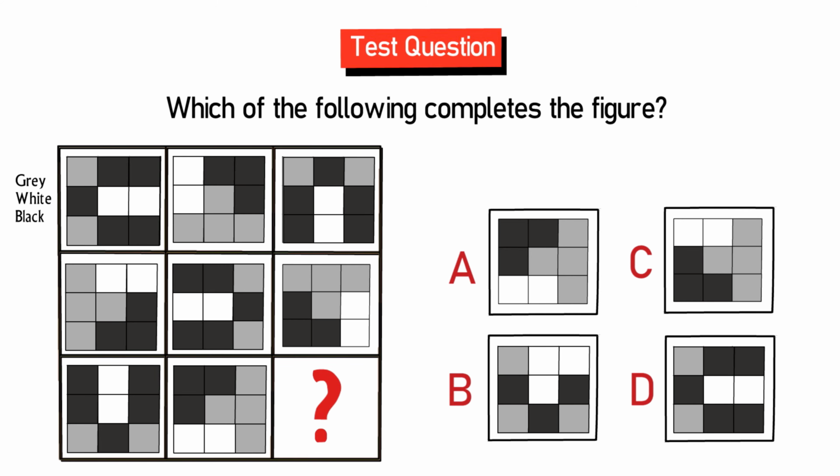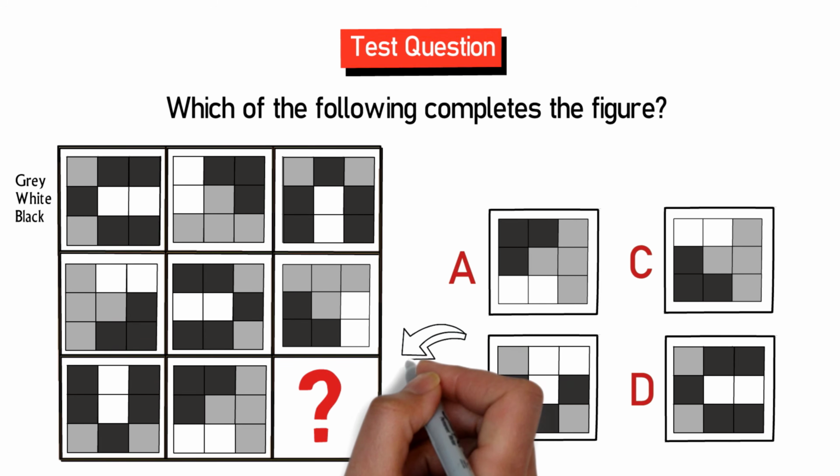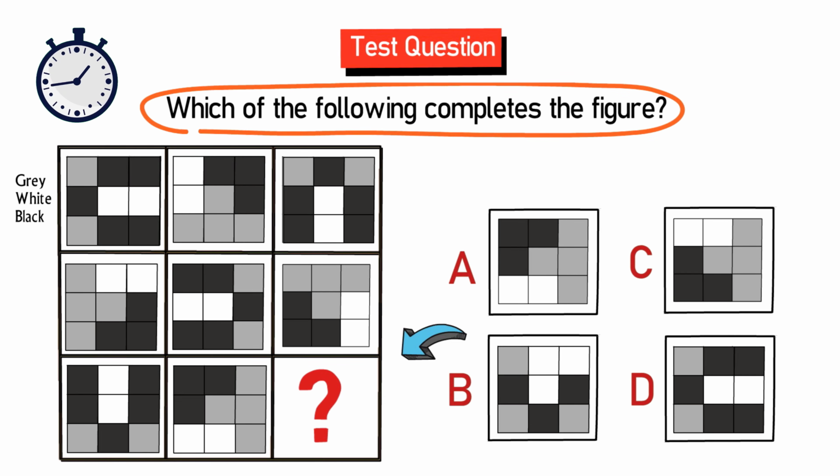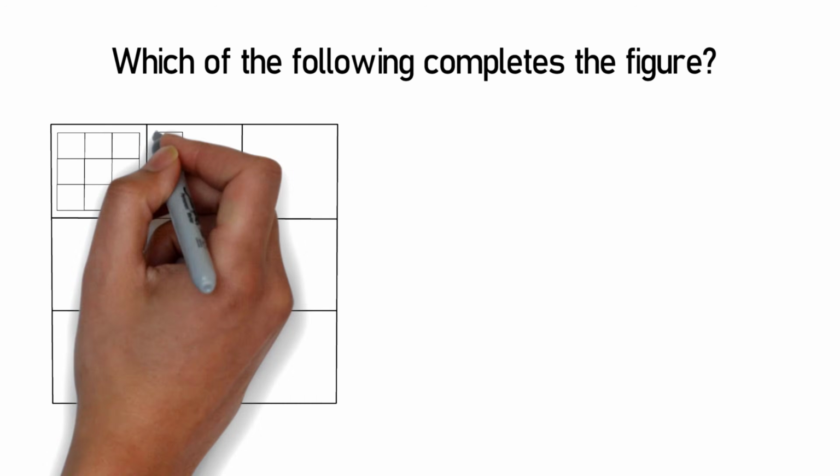One 3 by 3 square is missing, and you need to select out of the 4 possible choices. Choices A, B, C, and D. And your goal is to determine which of the following shapes completes the figure. Take a close look and see if you can identify the missing item. Do you think you know the answer? Let's continue to see how we can get to the correct solution together.